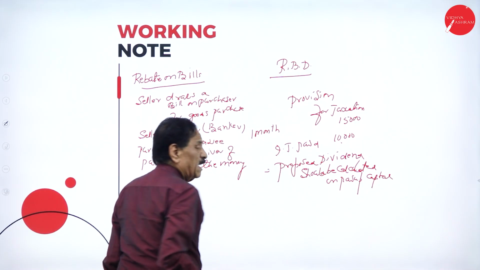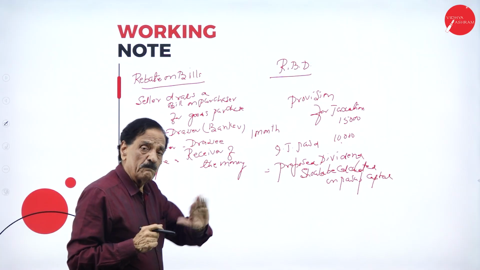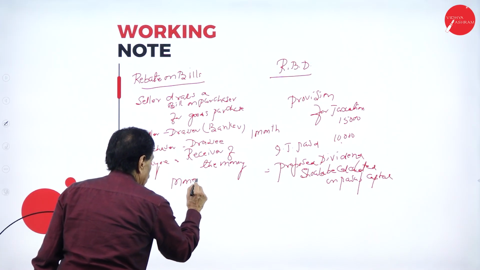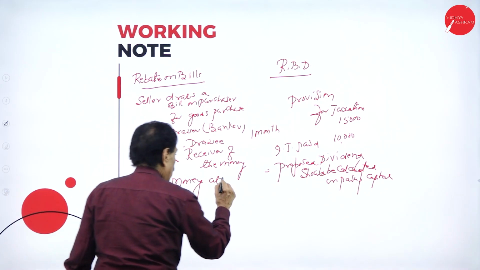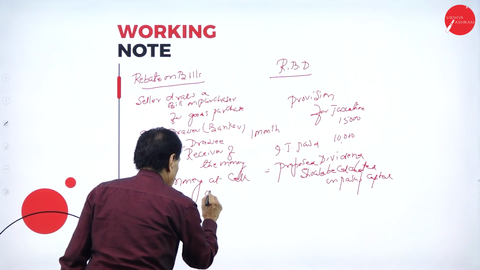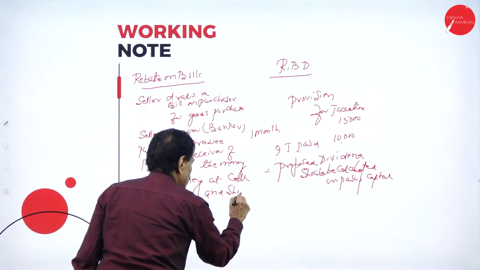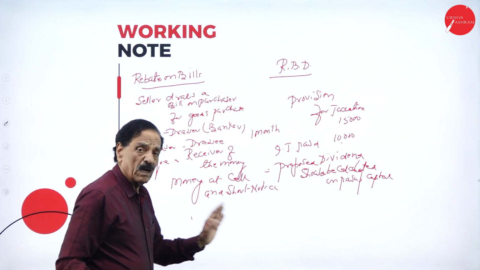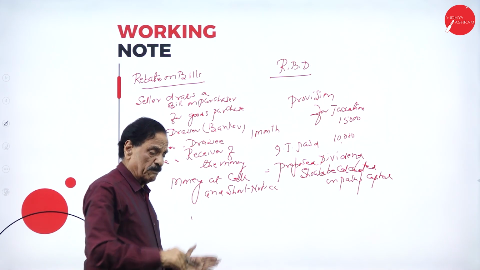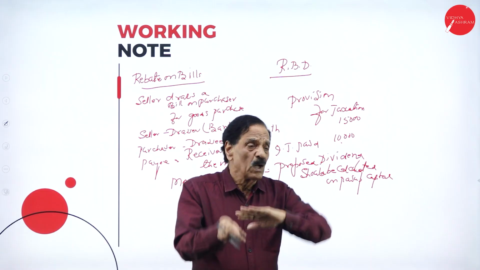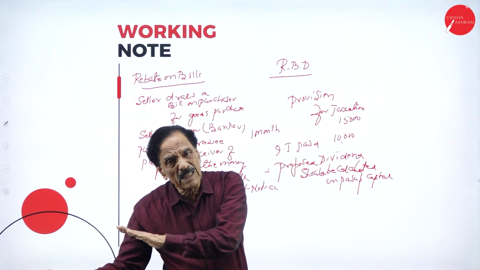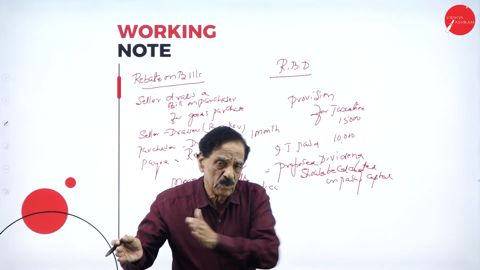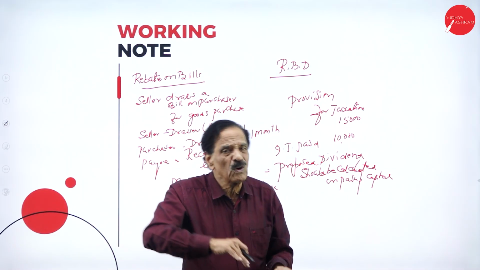Then, in the schedule number 6, we have balance with other bank, money at call and short notice. What is this? I am going to explain. Money at call. Here in the banking system, there is inter-bank lending, we say. One bank can give a loan to another bank. The period is from 1 day to 14 days. So one bank can give the loan to another bank.